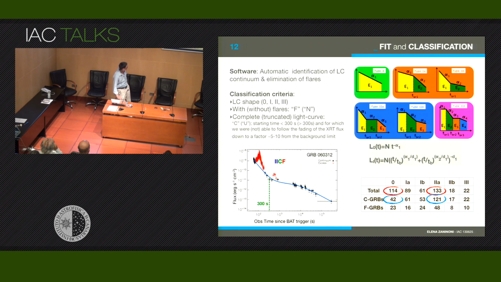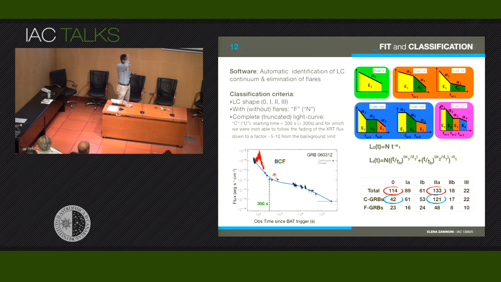In particular, I wrote this automatic software that eliminates all the flares, so we can have only the continuum part, the fit only of the continuum part of the light curve, and we classify these light curves considering firstly the number of breaks in the light curve, and then in fact we have a type 0, 1, 2, and 3, and the type 2A is the canonical shape.